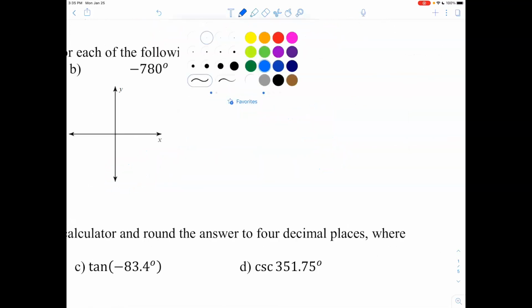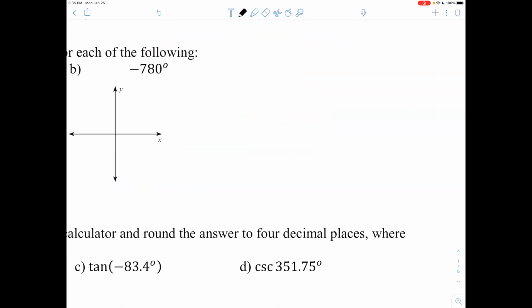Okay. So here we have negative 780 degrees. So we're going to draw a figure showing the terminal side of a negative 780 degrees. Now here's what we know. Negative 780 degrees, if I were to rotate around 2 times 360, that's 720. That would take me to a coterminal angle of negative 60 degrees, which is about right here, right? So this is just a negative rotation, 1, 2, and then right there. So there's negative 780 degrees.